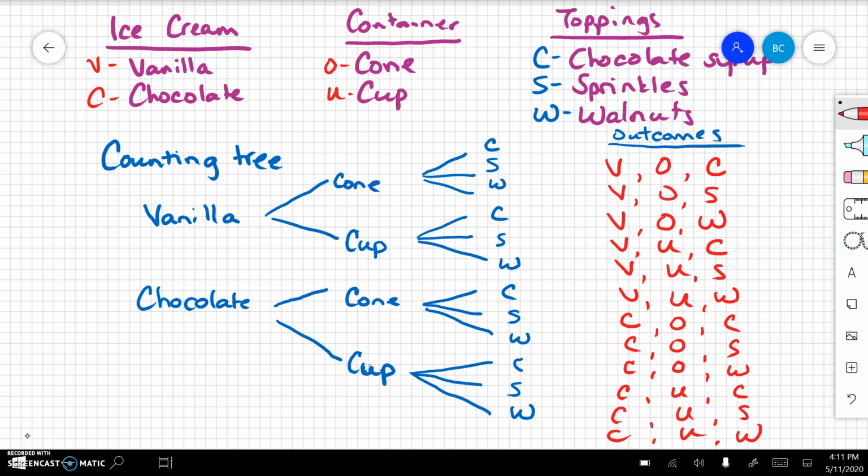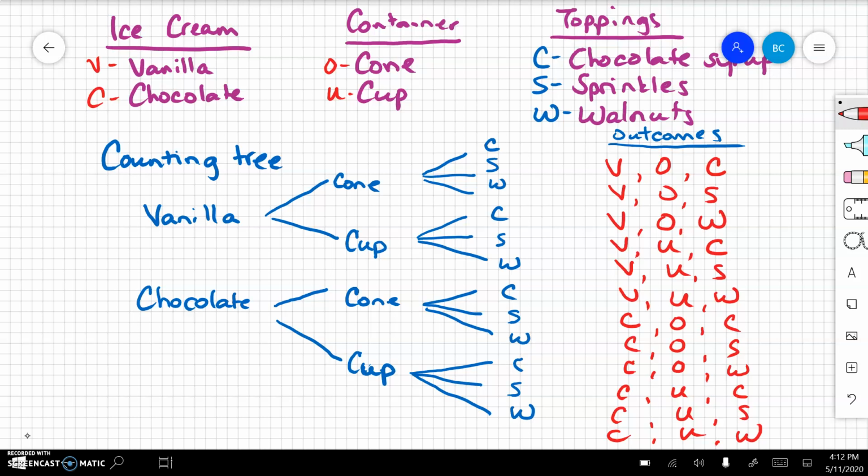Honestly, I don't usually list my possible outcomes like this because I can find those off of my counting tree. But depending on what the question asks you, you want to be familiar with listing outcomes like this. So if a question asked you to make a counting tree to determine the number of possible outcomes, you could just include what I have here in blue. If the question asked you to list the possible outcomes, you would want to include what I have here in red. Either way, the primary purpose for making a counting tree is to determine the number of possible outcomes.